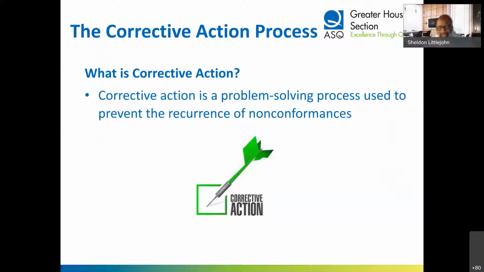The corrective action process is a reactive process. So we employ this process after a problem has occurred, after we've identified a non-conformance. The corrective action process is geared towards returning your process to a state where it's no longer creating non-conformances. So it's geared towards preventing recurrence of issues or non-conformances, problems that have previously arisen.